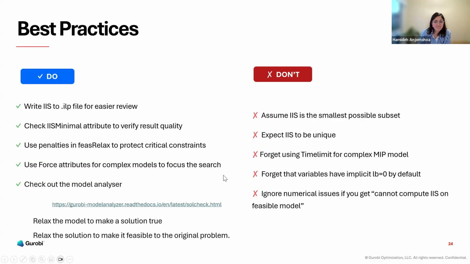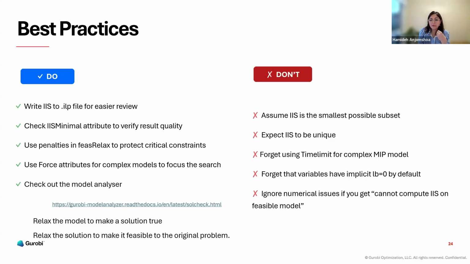But something that we think you need to be mindful of: do not think the IIS is the smallest possible subset. I said this is an NP-hard problem. We cannot guarantee this is the smallest subset. And also don't expect the IIS to be unique. There could be several subsets that are conflicting together.